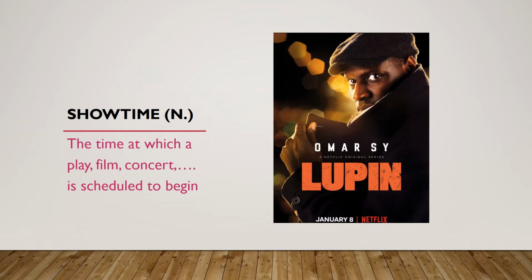Now we are going to study together some show-related words. The first one is showtime. Please repeat after me. Showtime. Showtime is a noun which means the time at which a play, film, or concert is scheduled to begin. For example, the mini-series Lupin is scheduled to begin. The showtime for this series is January 8th. It airs on Netflix on January 8th. This is the showtime for the series.